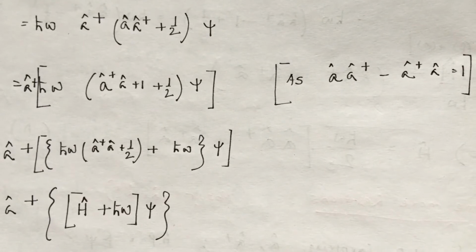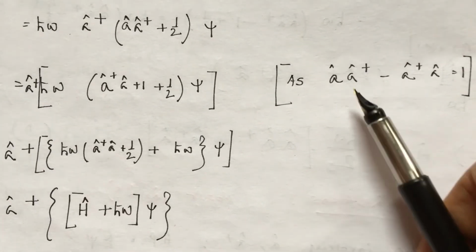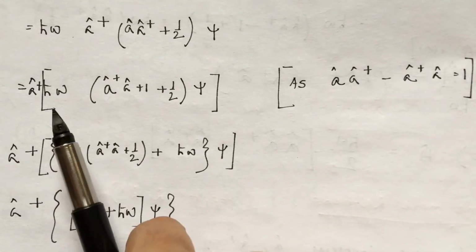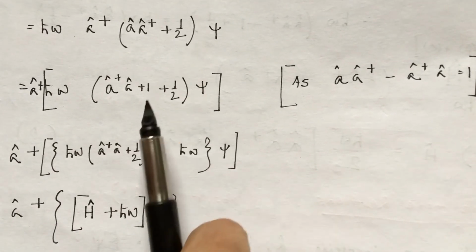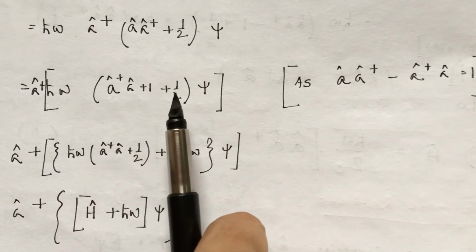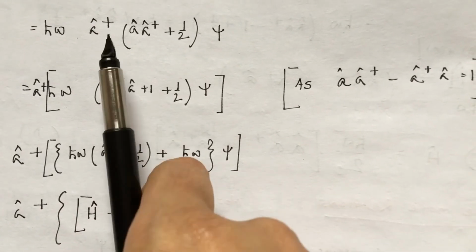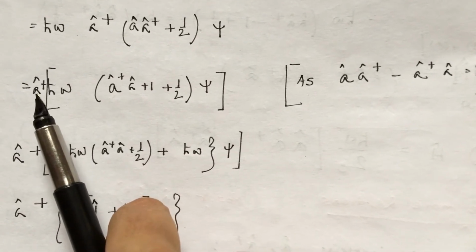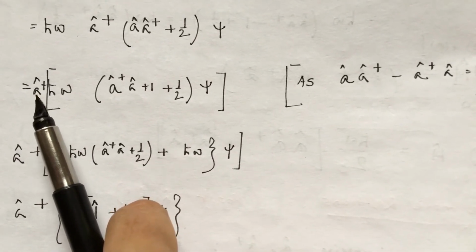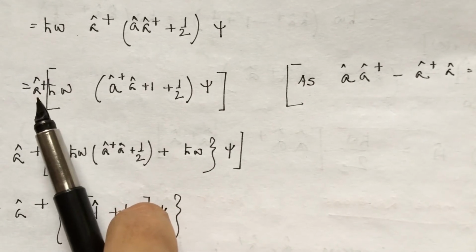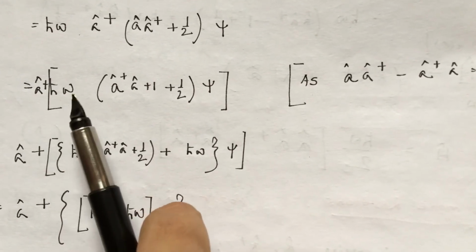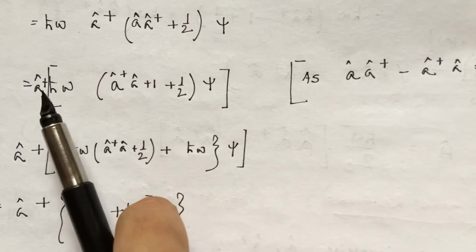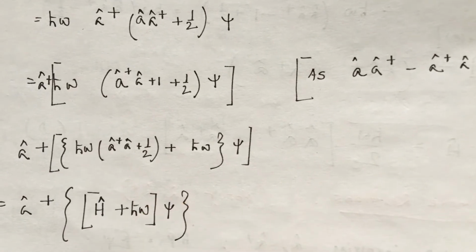Now I am using the anti-commutation relation of A and A dagger, which gives me in this place A dagger (A dagger A plus 1 plus half). I have taken this A dagger at the leftmost portion outside the parenthesis. H cross omega is just a number, so I can easily shuffle the order between A dagger and H cross omega. That is okay.